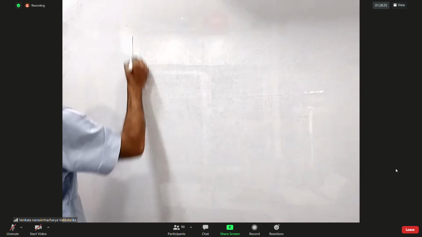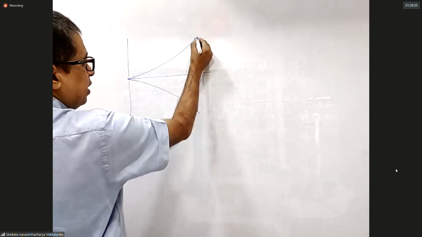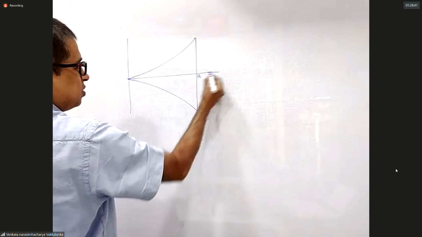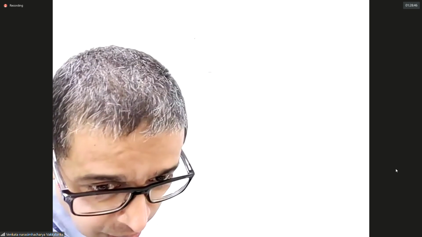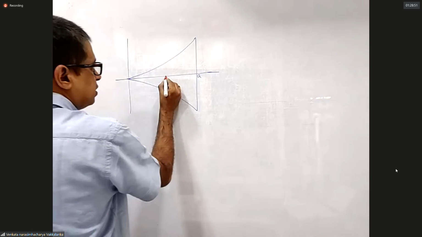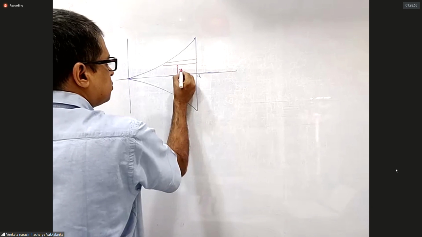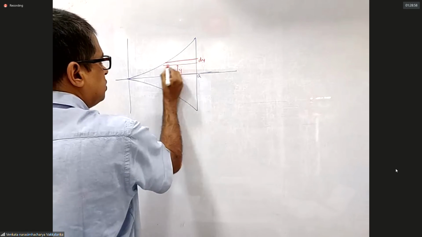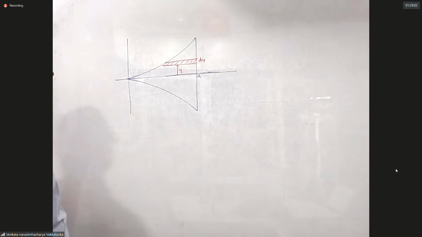Have a look. Y equal to x square. That's the way the plate goes. This is x equal to A. Agreed? Yes, sir. You are asking me moment of inertia about this axis. Consider an element at a distance of y of thickness dy.